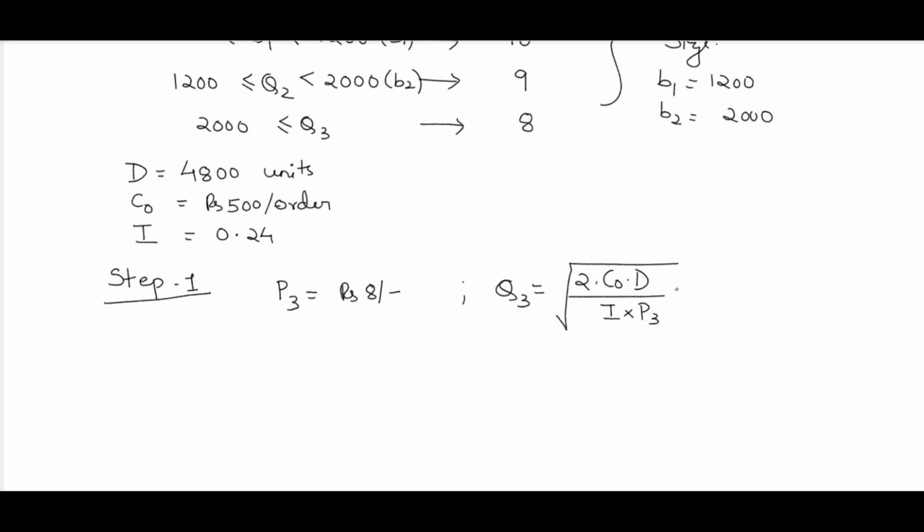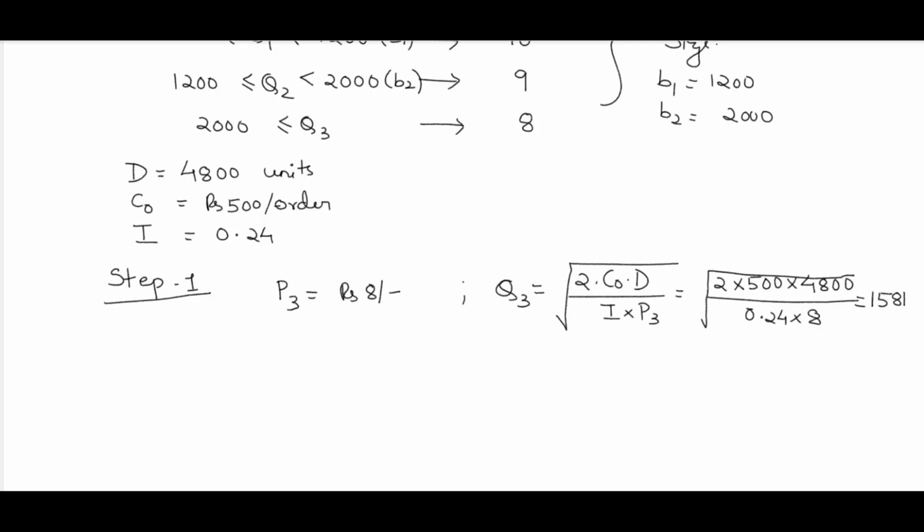Now if you put the values, you get 2 into C0, which is 500, D is 4800, I is equal to 0.24, and P3 is 8. If you compute the square root of this, you will get around 1581. So 1581 is your quantity as per Q3.